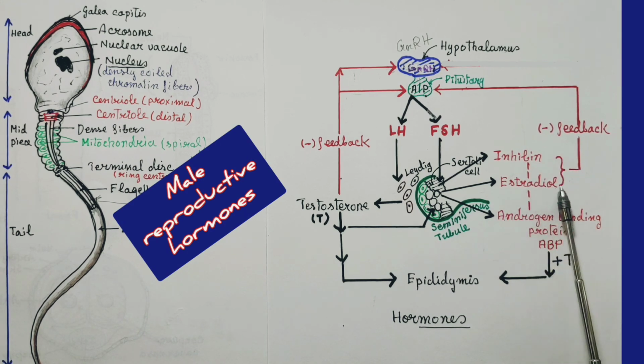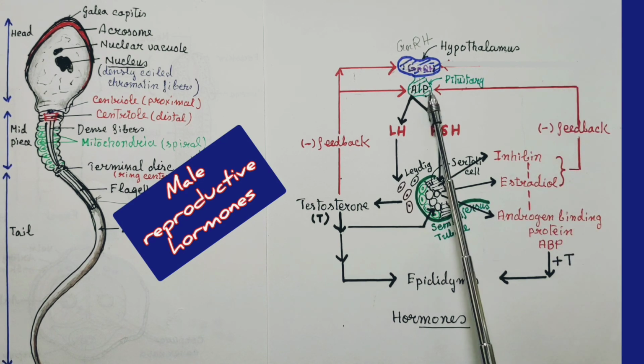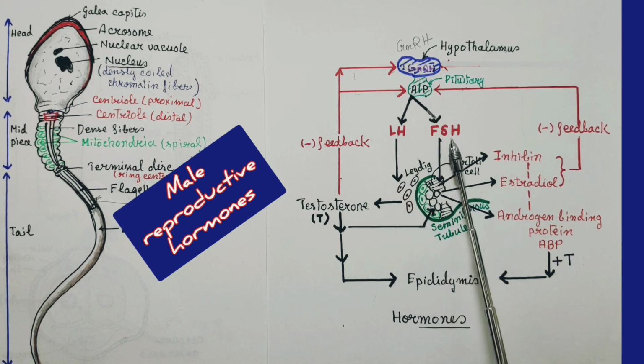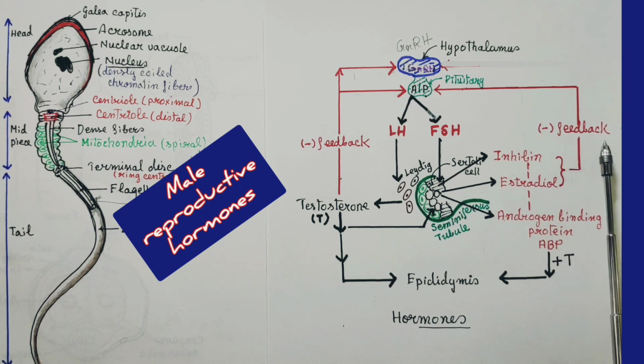Inhibin and estradiol secreted by Sertoli cells also give negative feedback to the pituitary to reduce the level of FSH. When the number of sperm cells is reduced, then the inhibin and estradiol secretion also reduces and the negative feedback effect reduces. This ABP released by the Sertoli cells is required for the transport of testosterone. And ABP transports testosterone to the epididymis where the maturation of sperm cells happens.